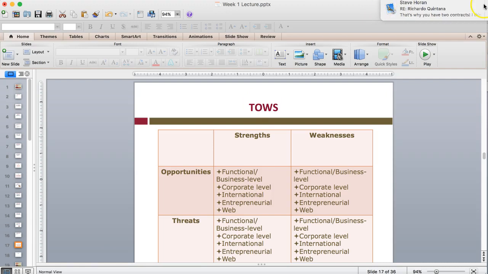Now that was a fire hose of information, and I don't expect you to remember any of that, because now we're going to basically start the process of going through those steps.